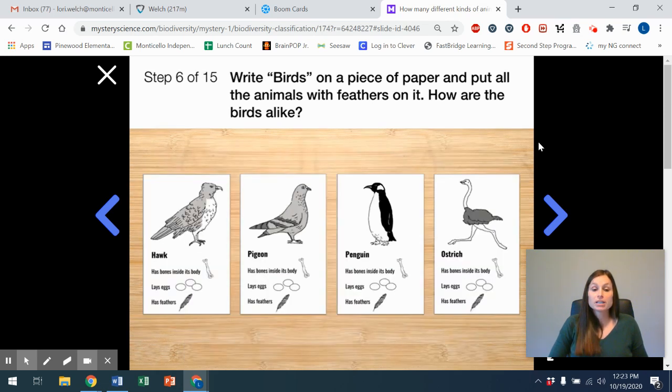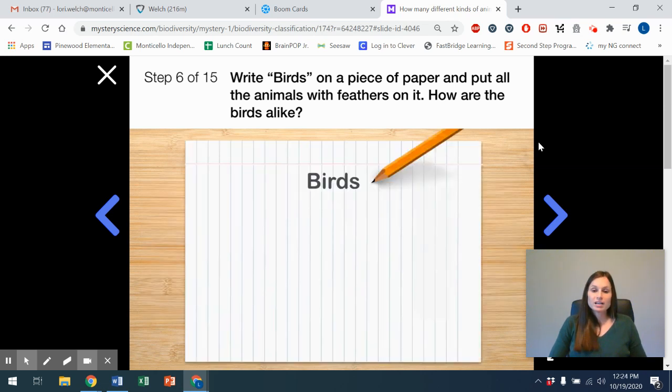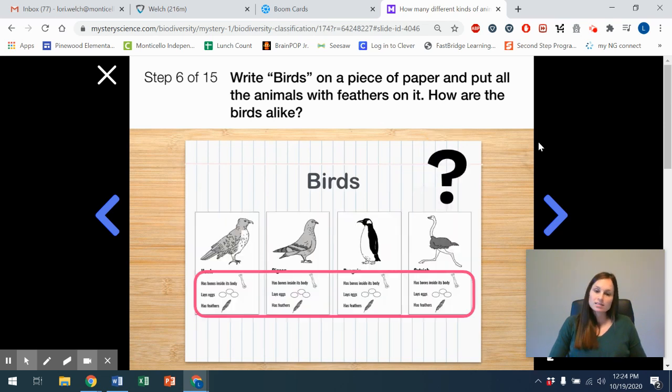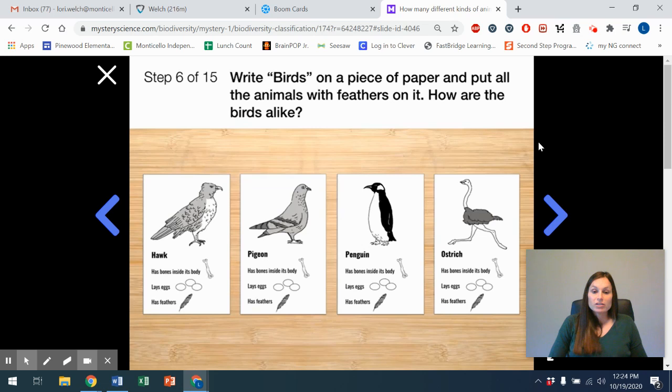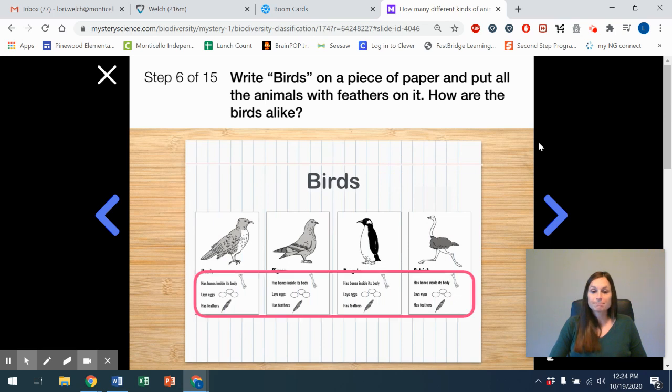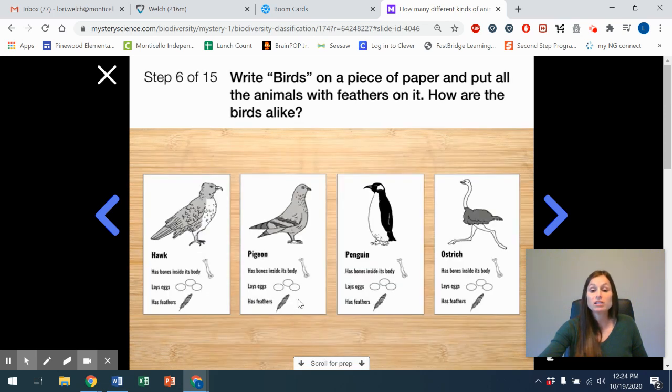Find the birds. The bird animal cards are the hawk, the pigeon, penguin, and ostrich. Put those cards together and label them birds. How else are those animals the same? If you look at the characteristics, it will tell you how the birds are similar. The birds have bones inside their bodies, they lay eggs, and they also have feathers. The birds from the animal cards that you have are the hawk, the pigeon, penguin, and ostrich.